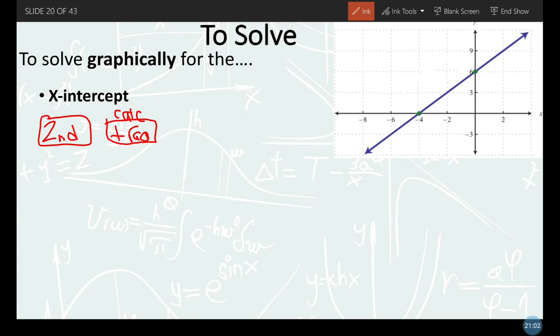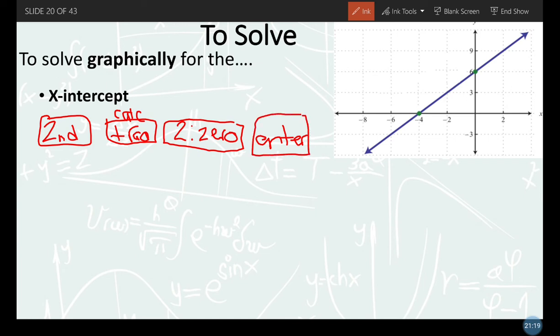Another word for x-intercepts is a zero, because y is equal to 0. So we're trying to go find zeros of the graph. Now, when I hit enter on that, depending on when you have a function in there, it comes up and it says left bound, question mark. Second enter. Second calculate, zero.